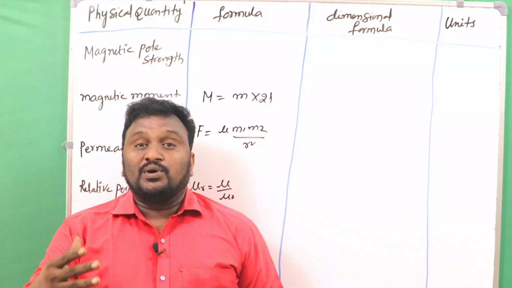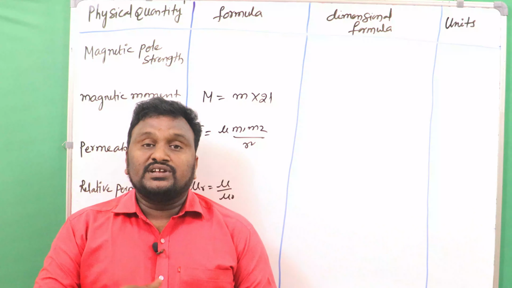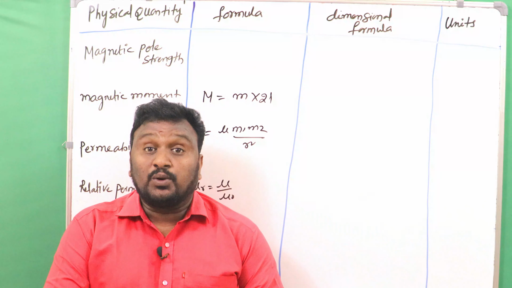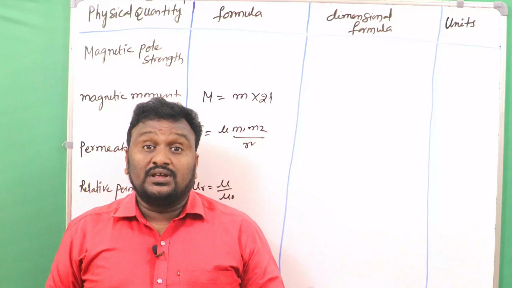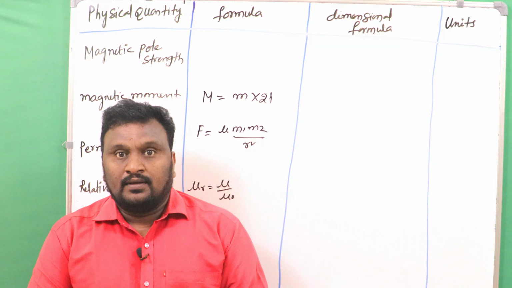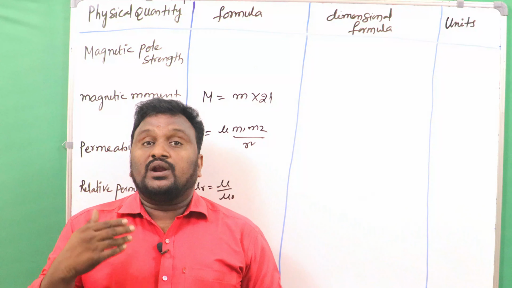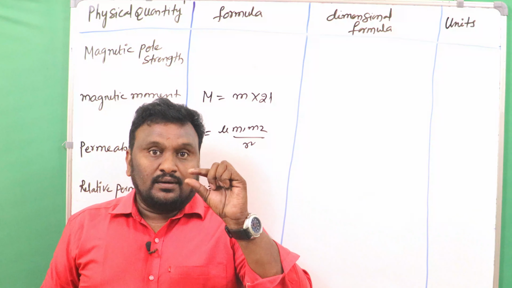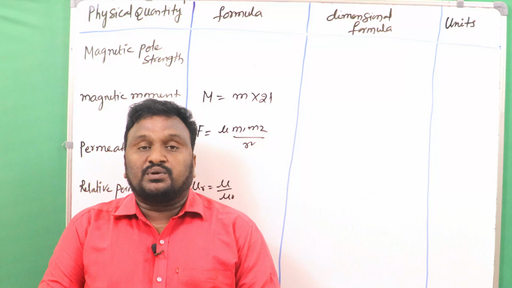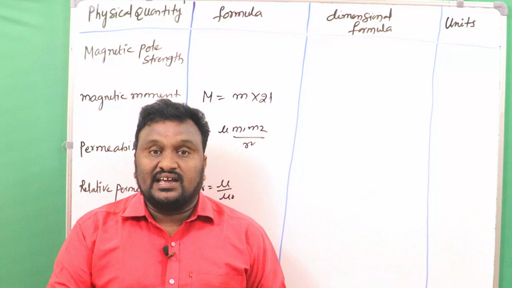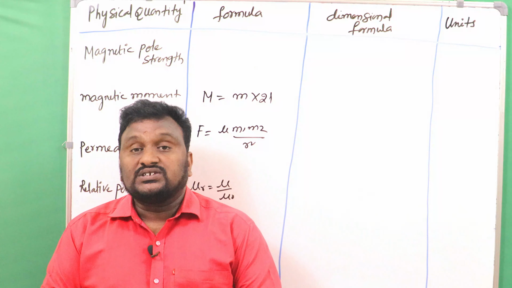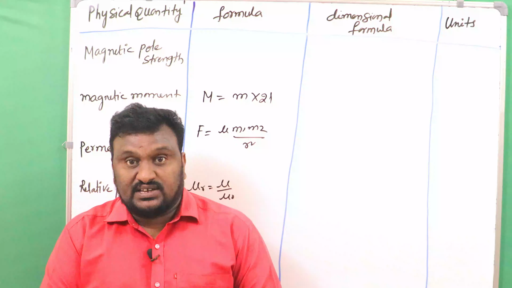In this video we are going to discuss the dimensional formulas of different physical quantities which are related to magnetism, and at the end of the video we are going to discuss some of the previous year questions which are given in the NEET and IIT. That's why watch the video till the end without any skip.